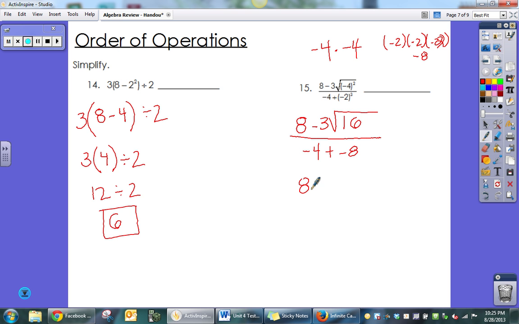Alright, taking the square root of 16 gives me 4 because when I square 4, I get 16. So that becomes 4, and these are being multiplied right next to each other. And then combining on the bottom, I've got negative 12. 8 minus 4 times 3 is 12, over negative 12. 8 minus 12 is negative 4. And negative 4 over negative 12 reduces to positive 1/3.